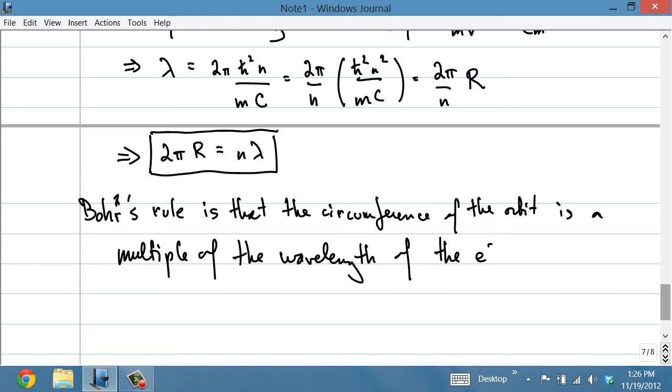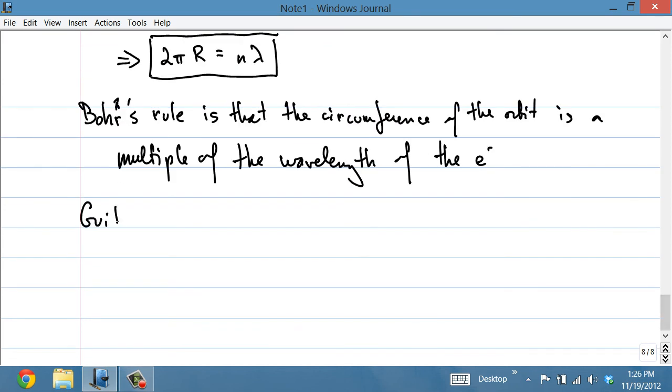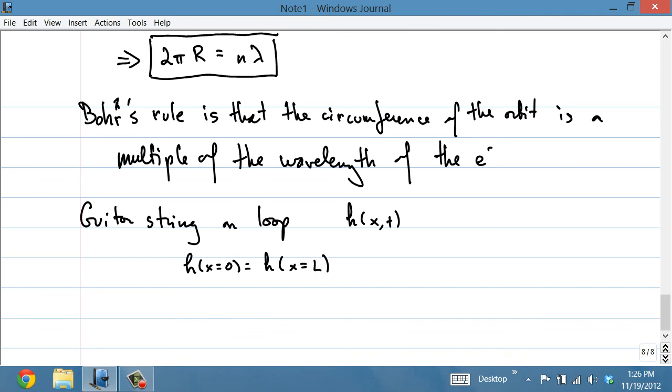Yes, question? So with the idea of a guitar string in a loop, would we fix it at one point to have the boundary conditions? If you want to study a guitar string on a loop, okay, let's consider the case of a guitar string on a loop. So you have this wave function, this function h of x and t. Then the statement that the guitar string is on a loop is the statement that h at x equals 0 is equal to h at x equals L. That's all one has to do in order to put this thing on a loop.